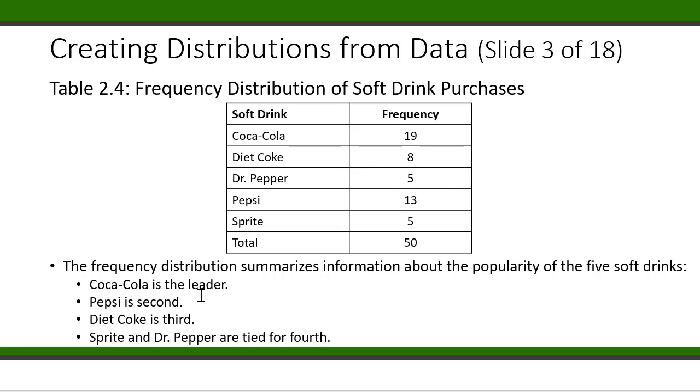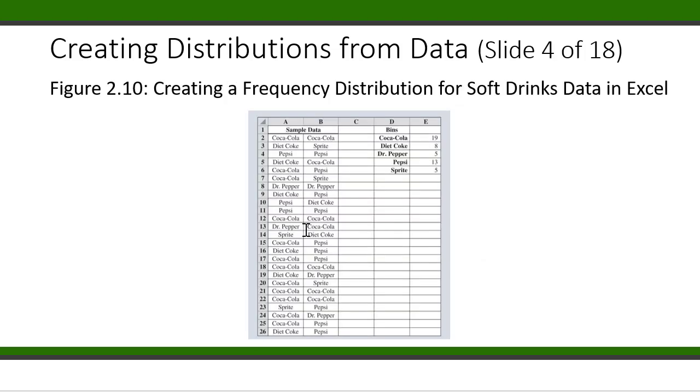So Coca-Cola is the leader, Pepsi's second, then Diet Coke, and then Sprite and Dr. Pepper are tied for 4th. So you see Dr. Pepper here and then Sprite with both just a frequency of 5. So this can be kind of time consuming. So how do you do this inside of a spreadsheet?